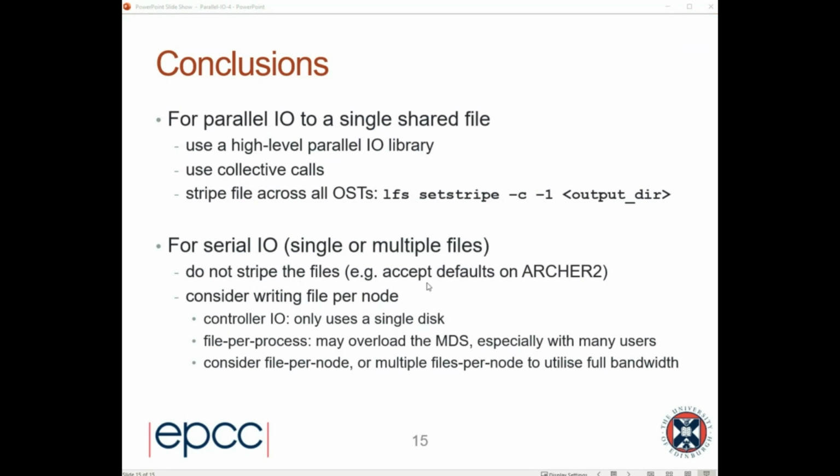For serial I/O, single or multiple files, do not stripe the files, which is the default on ARCHER2, but you should check on your system. It's possible the default is multiple stripes. Consider writing file per process or file per node. Controller I/O only uses a single disk, but file per process may overload the MDS, especially with many users. So consider file per node or multiple files per node. But I think you should try and get away from writing as many files as there are processes.